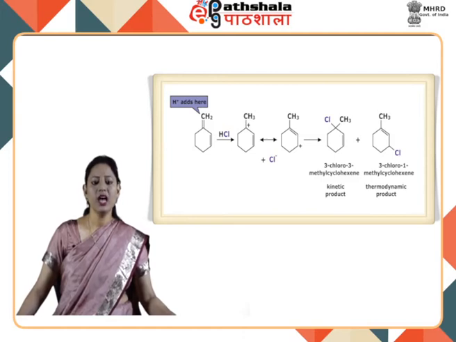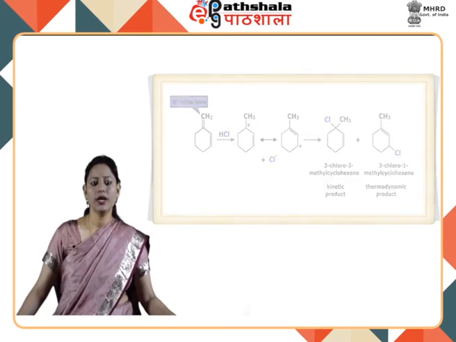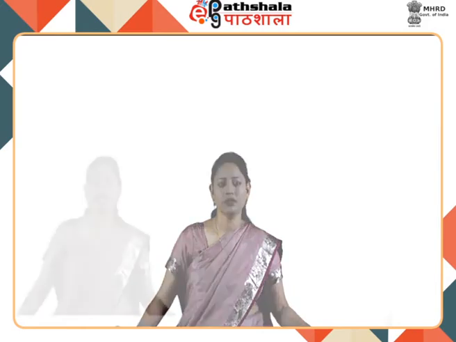When HCl adds to 3-methylene cyclohex-1-ene, the kinetic product is 3-chloro-3-methyl cyclohexene, and the thermodynamic product is 3-chloro-1-methyl cyclohexene. The formation of enolates involves both a kinetic and thermodynamic relation.